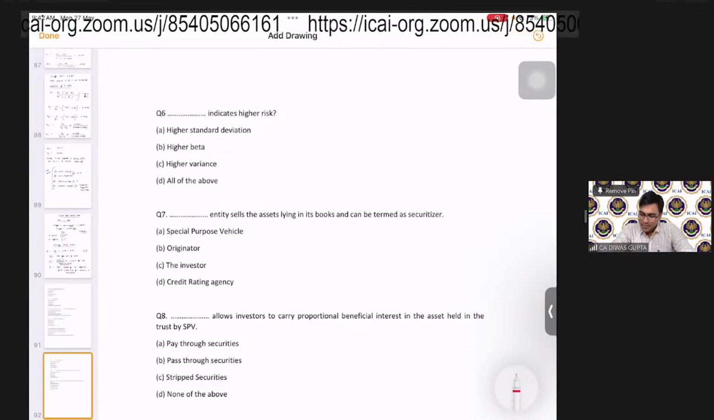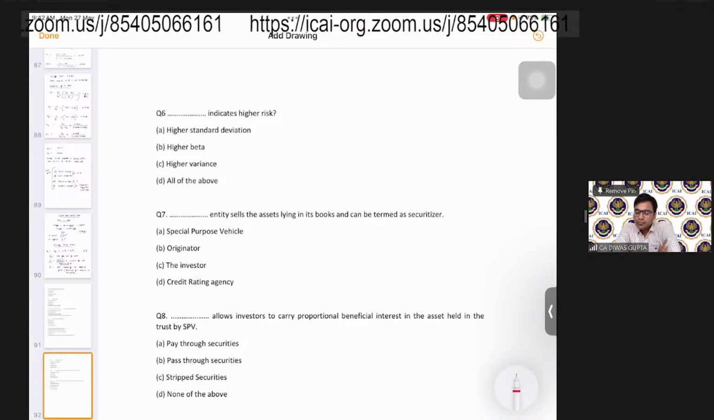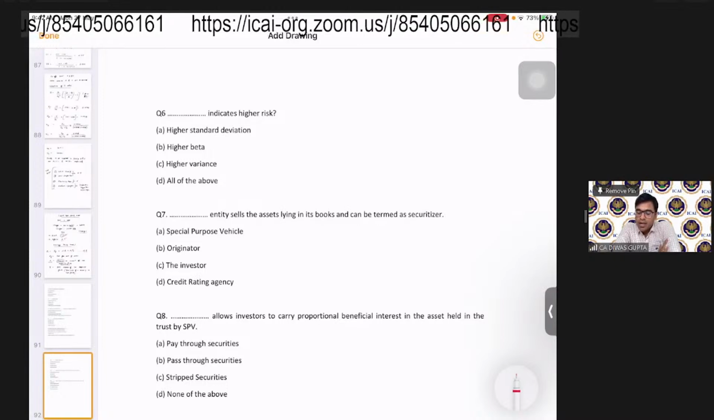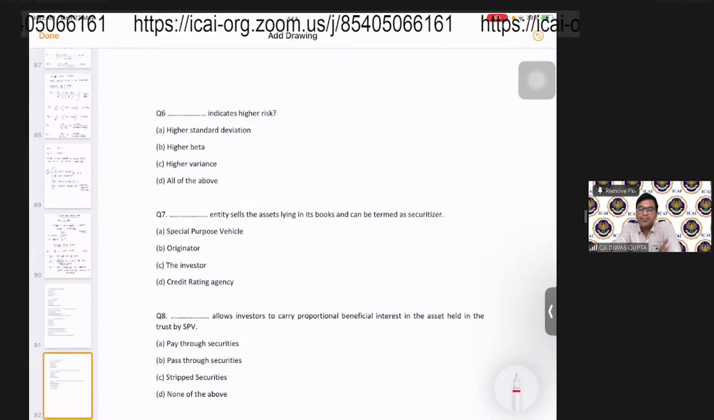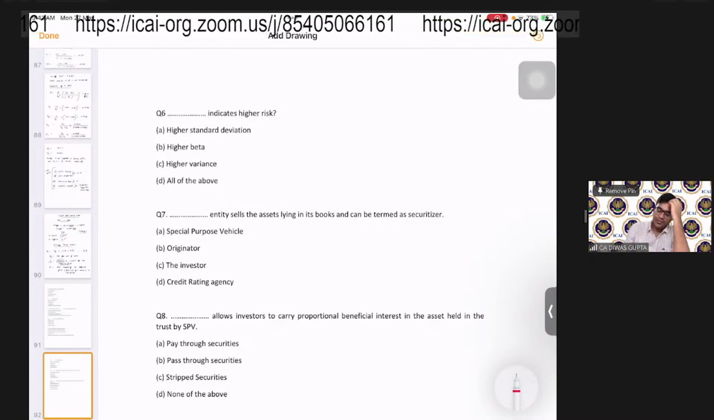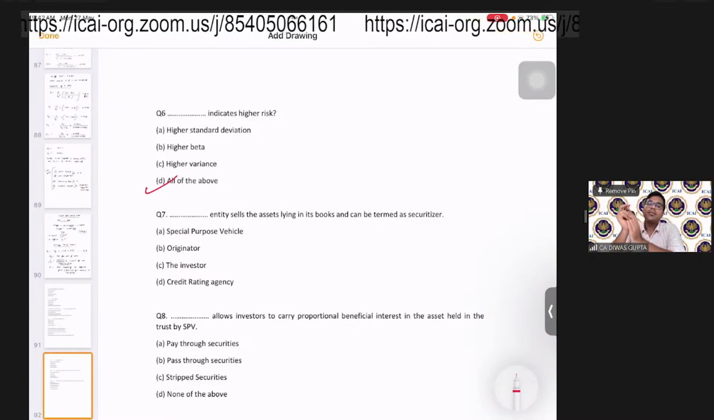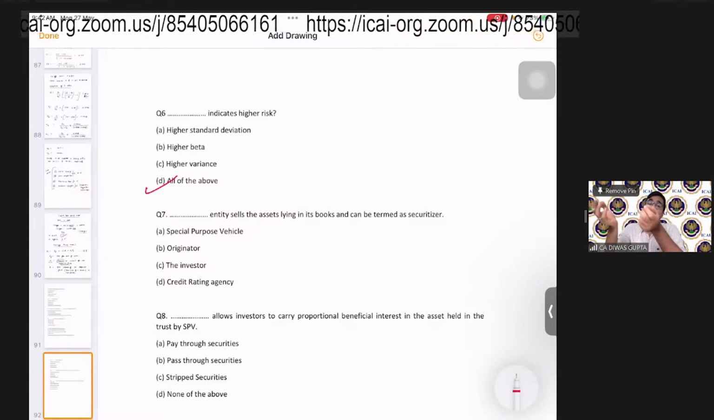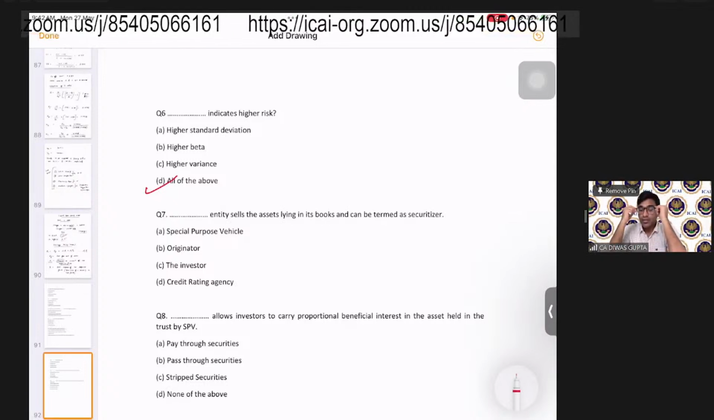So question number 6. Dash indicates higher risk. Higher standard deviation, higher beta, higher variance, all of the above. Very easy question, students. This is all of the above. Correct? Because standard deviation and variance, both of them are risk itself. And higher beta will also denote higher risk. Although it's not equal to risk, but it will indicate higher risk.